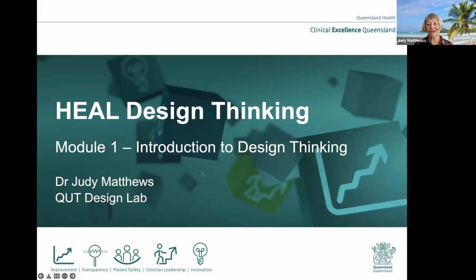Okay. So here, as you can see, HEAL, this is the Health Excellence Acceleration Lab. It's a collaboration between the QUT Design Lab and Clinical Excellence Queensland. And we've been very fortunate to work with the Clinical Excellence Queensland program to develop some of these applications of design thinking. As I mentioned, my name's Dr. Judy Matthews. I'm one of the team who put together this very interesting online course. And we're wanting to talk you through each different module and then, in fact, hoping to see you go on the journey where you use design thinking.